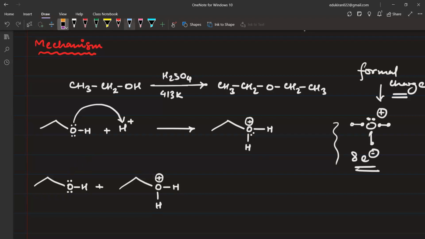But imagine, just imagine living in the neighborhood of an oxygen atom. That itself is going to make this carbon atom very much delta positive. If it was pure oxygen, then also it would have been delta positive. Now that oxygen has a positive charge, so it will be pulling more electrons from the carbon atom, making this carbon atom very electron deficient. And that is why the attack will happen onto this carbon atom, the alpha carbon of the protonated alcohol.